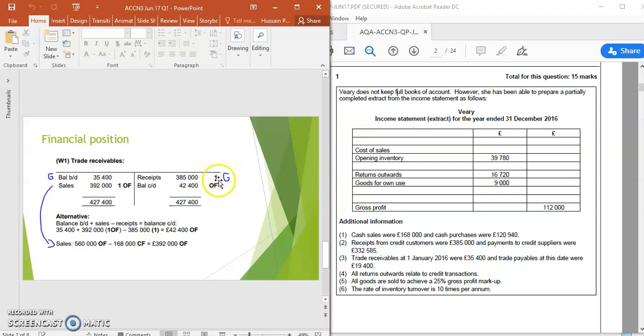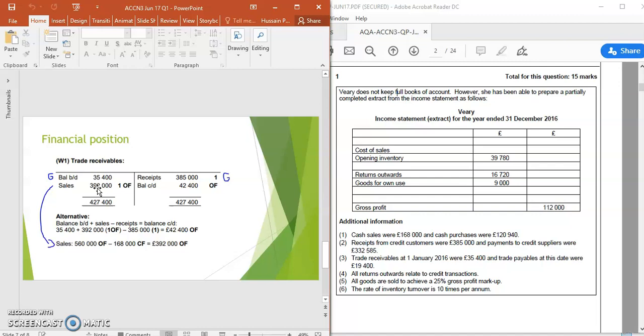If there's a letter G, that refers to information given in the scenario. So we've got balance brought down on the debit side. We've got receipts on the credit side. You've got sales. Sales has come from the income statement that we worked out. So you've got total sales minus cash equals credit sales. Trade receivables is a credit account. We only need to be concerned about those sales that are on credit. Then you balance off the account. So this is pretty straightforward.